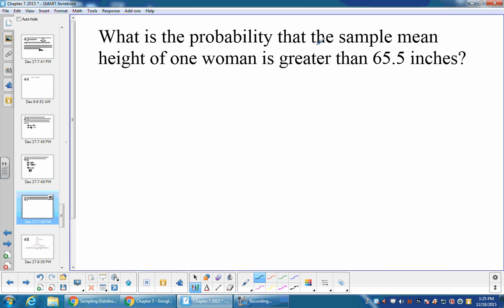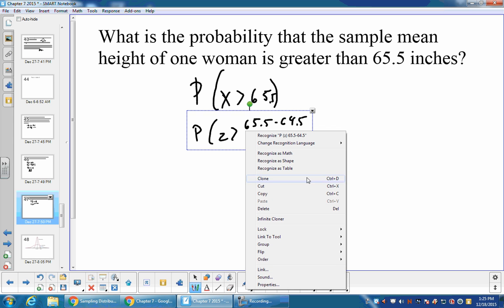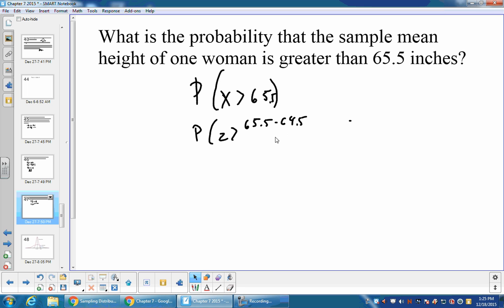But what is the probability that one woman would be greater than 65.5? So that would be the probability that just one, so that's not an X bar, that's just an X, is greater than 65.5. So now that's the probability that my z-score is greater than 65.5 minus 64.5 over a total of 2.5, because it's the standard deviation for the population. So now my z-score is going to be 1 over 2.5, which is 0.4.